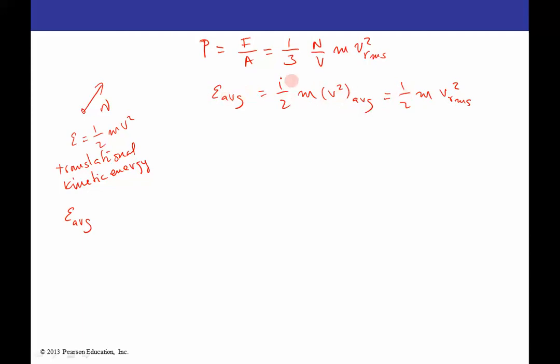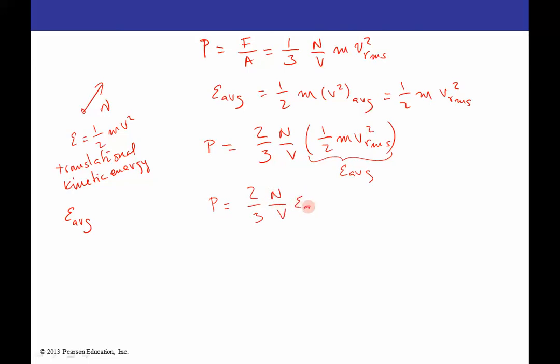So now let's do a trick here. We can rewrite this expression for P as 2/3 of N over V, and then I'm going to write here 1/2, and this 1/2 cancels with this 2, so I haven't done much. m v RMS squared. All I've done is add a 2 here and a 1/2 here. So now this quantity here is E average. So I can write that P is 2/3 N over V times E average.